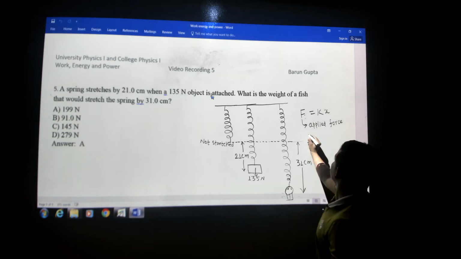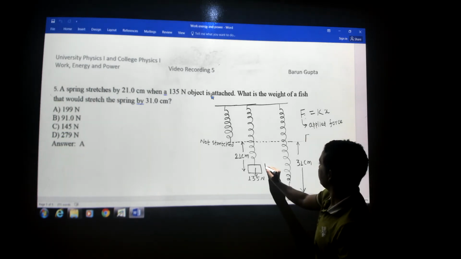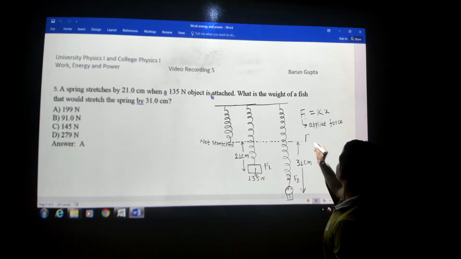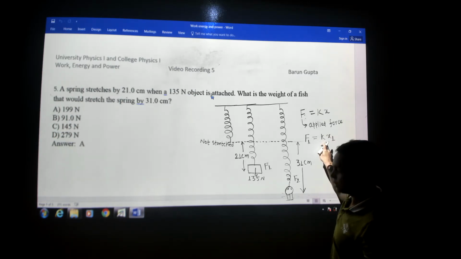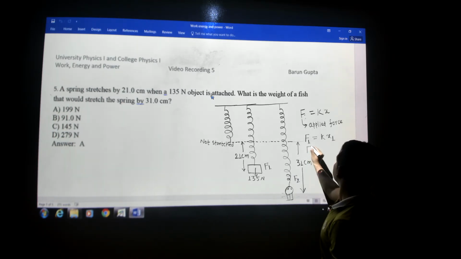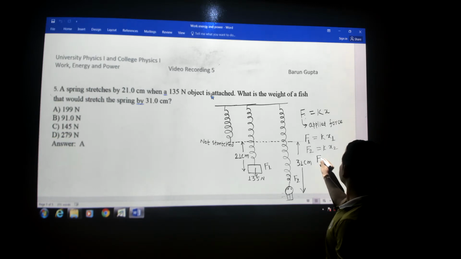So let's start with this one. We call this an F1 force, and we call this an F2. F1 is equal to K times X1. Remember, the spring constant does not change with the weight. It is a constant for a spring. So F2 is equal to K times X2. Dividing F2 over F1, F2 over F1 is equal to X2 over X1.